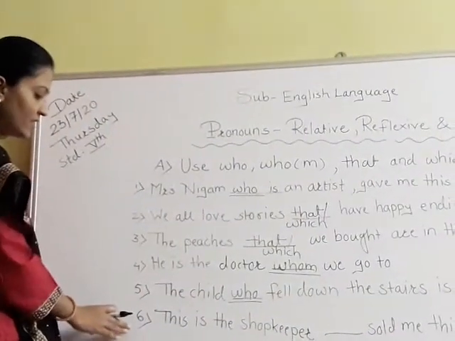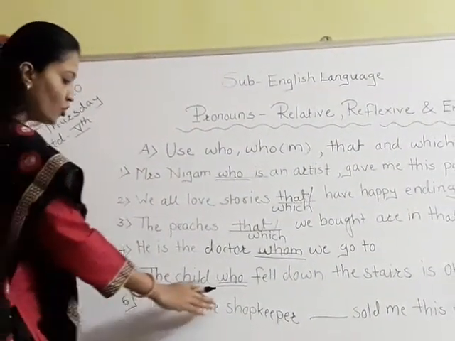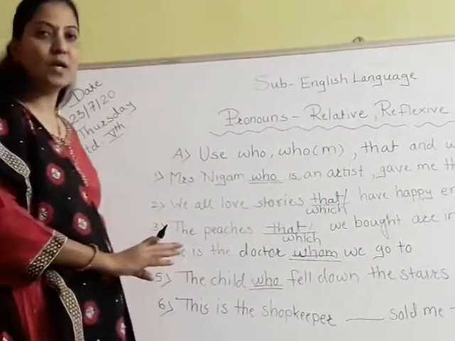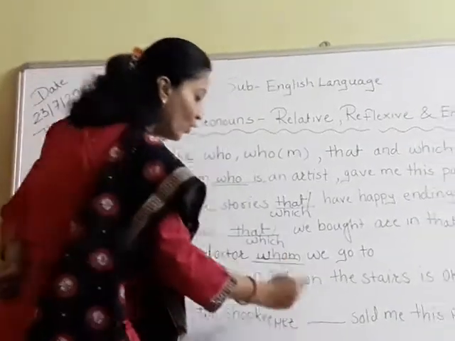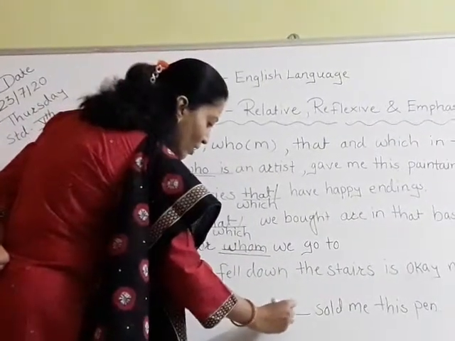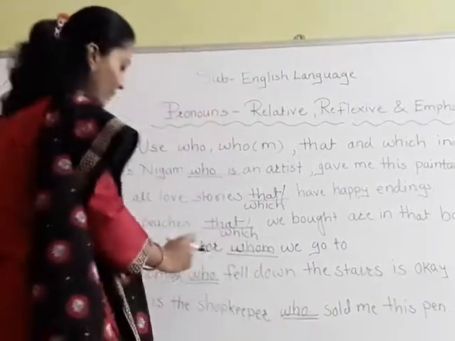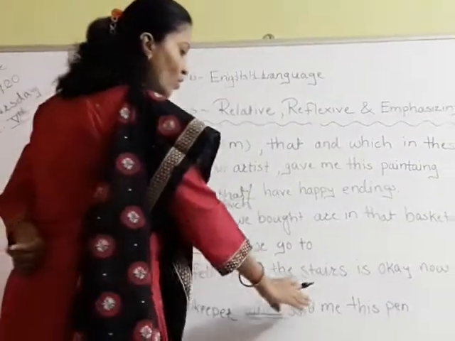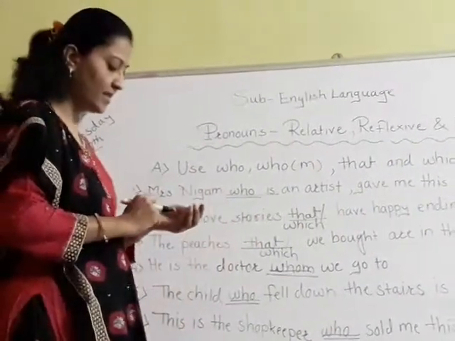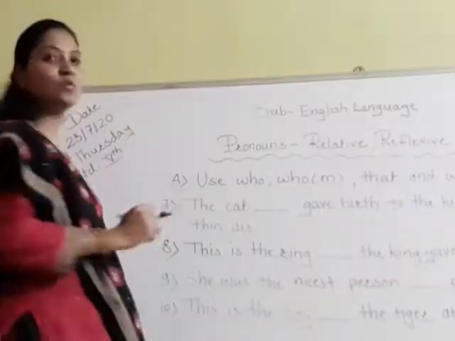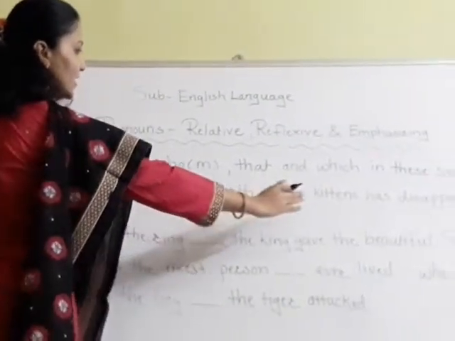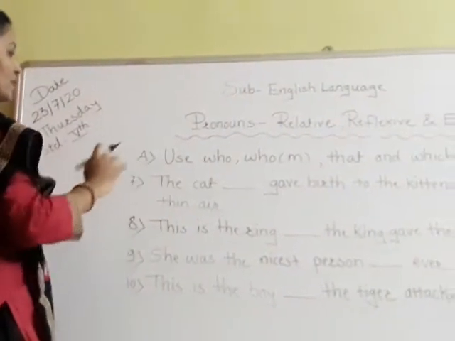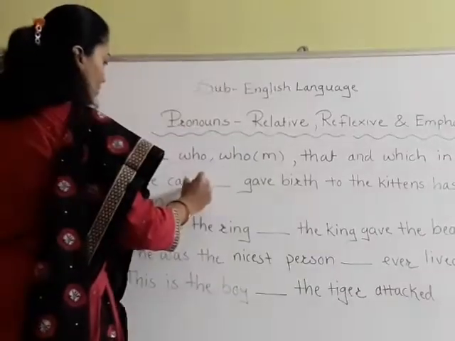And next one, sixth one is this is the shopkeeper. We are talking about the shopkeeper. Shopkeeper is a person. This is the shopkeeper who, so the relative pronoun we are using here is who. This is the shopkeeper who sold me this pen. So like this. Next sentence. Now students, see the next sentence. The cat dash dash gave birth to the kittens has disappeared into thin air. So this is the sentence. So we can use here relative pronoun which.